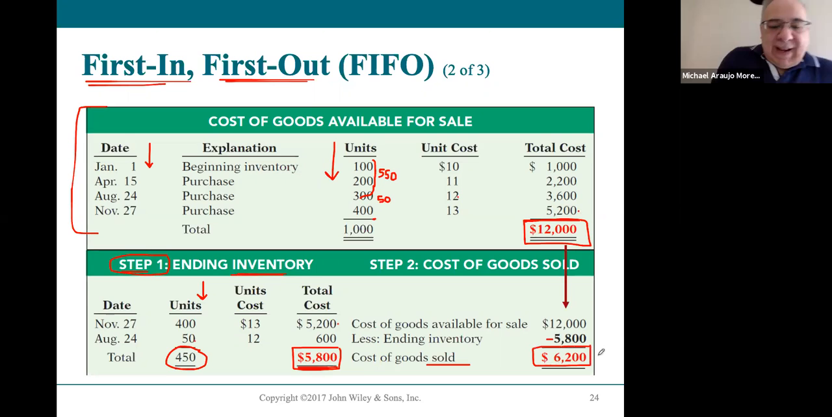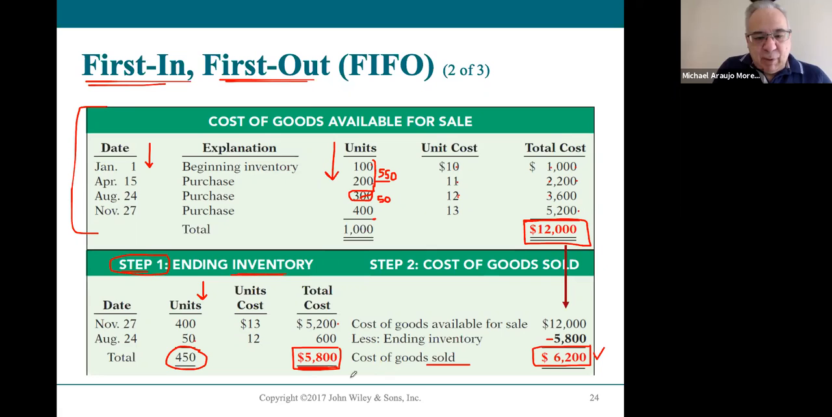How? Well, by looking at the ones that you actually sold. You sold these 100 at $10 each, which is $1,000. You sold these 200 at $11 each, which is $2,200. And you sold 250 of these at $12 each, which is $3,000. $3,000 plus $2,200 plus $1,000 is $6,200. So you can verify both numbers.